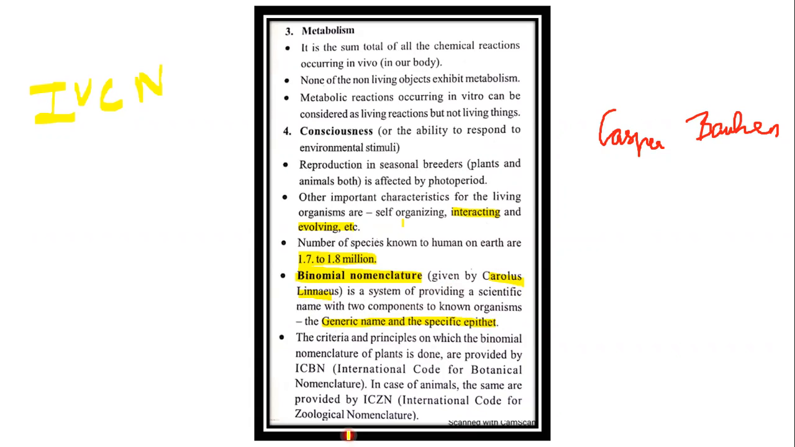The first letter of the generic name should be written in capital, and the first letter of the specific epithet should be written in small. All these are certain rules for binomial nomenclature. The naming is done by two institutions: the International Code for Botanical Nomenclature, ICBN, and the International Code for Zoological Nomenclature, ICZN. So in the case of plants it is ICBN, whereas in the case of animals it is ICZN.